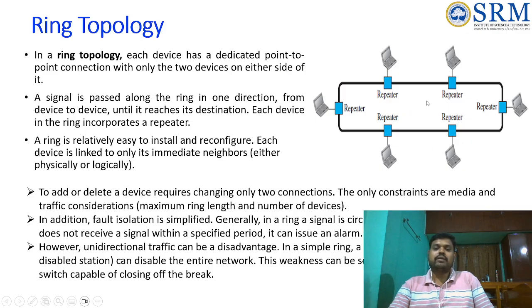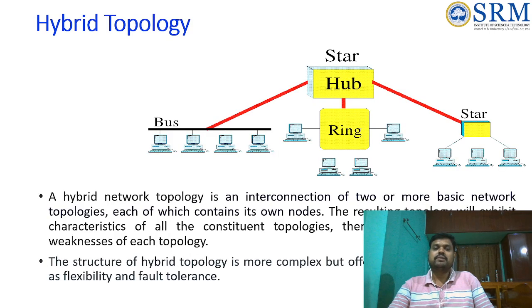To add or delete a device in the ring structure, you need only two connections. The disadvantage is that if any one of the device connections goes down, the ring will break, so the entire structure will collapse.